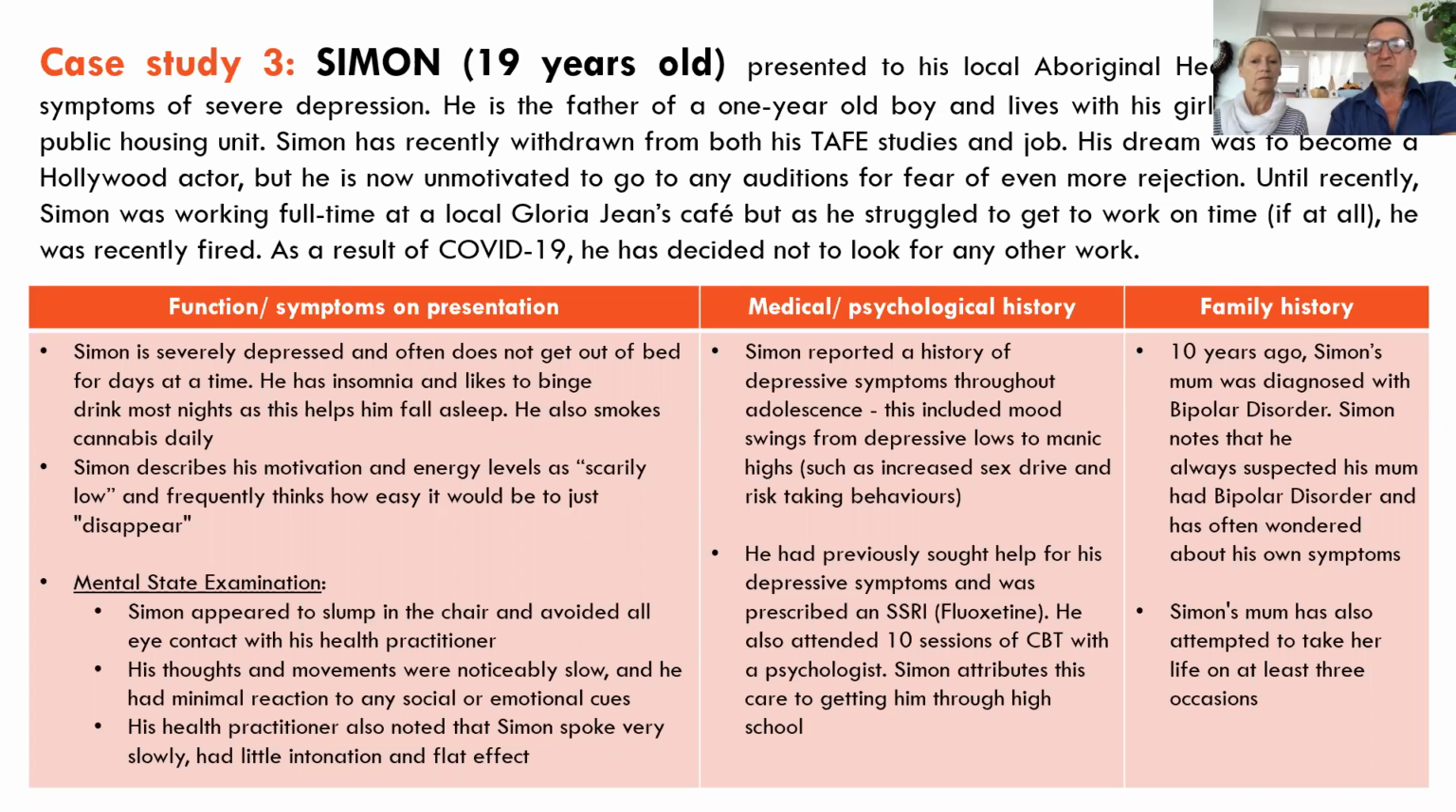Importantly, Simon's mum has also attempted suicide on at least 3 occasions, so a considerable family history of risk in addition to family history of disorder. Worrying sets of considerations. Next slide.